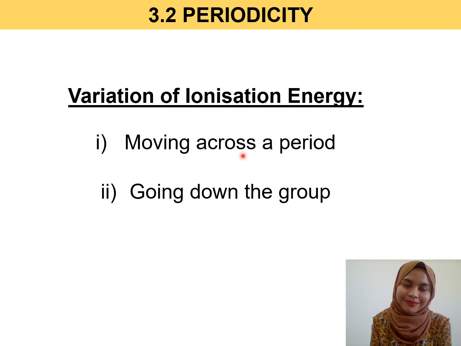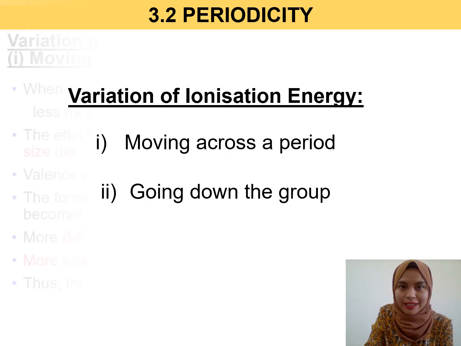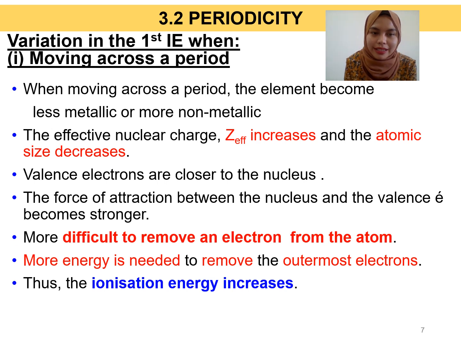Okay, next Miss akan bincang the trend of ionization energy moving across a period in the periodic table of elements and going down the group in the periodic table of elements. Okay, so let us discuss first the variation of ionization energy when moving across a period in the periodic table of elements. So, bila kamu move across a period in the periodic table of elements, the element daripada metal jadilah ke non-metal kan? So, daripada metal dia akan jadi less metallic or non-metallic or more non-metallic.